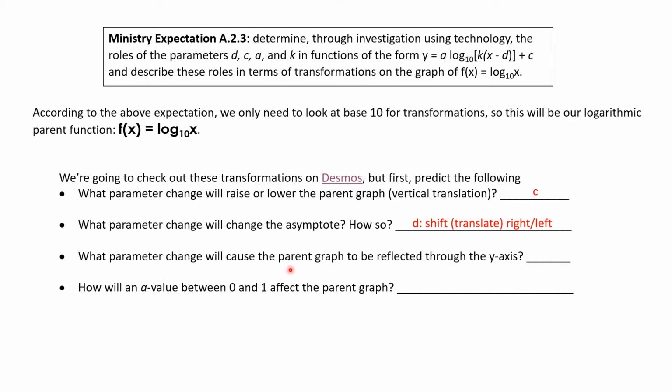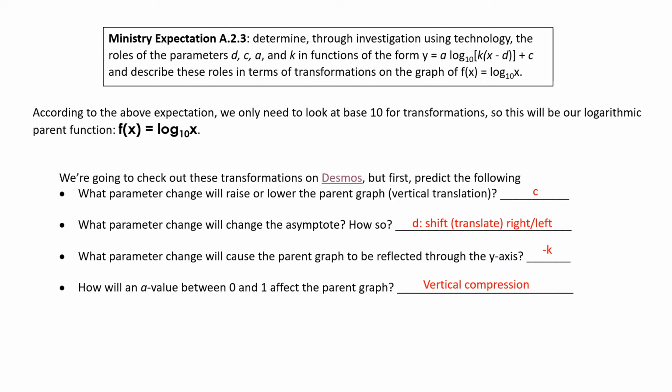What parameter will cause the parent graph to be reflected through the y-axis? That is a horizontal reflection. That's kind of being flipped sideways. That's your k value, and the negative k value will do that. And the last one we're going to talk about is how will an a value between 0 and 1 affect a parent graph? It's the same thing it did for a parabola. If you had a value at the front that was 1/2, what did it do for a parabola? It's a vertical compression.